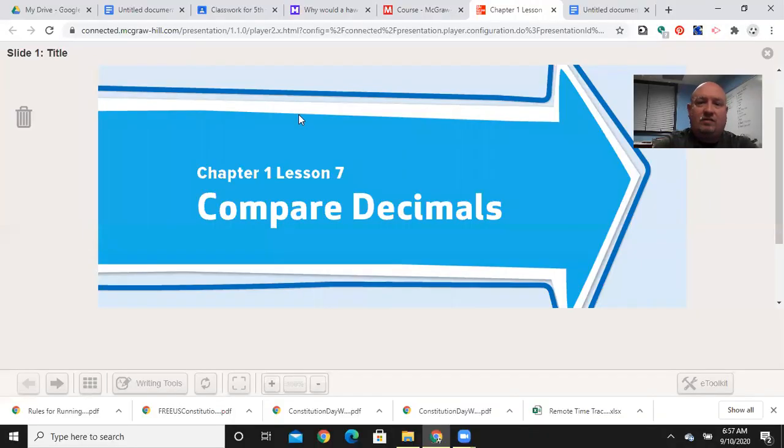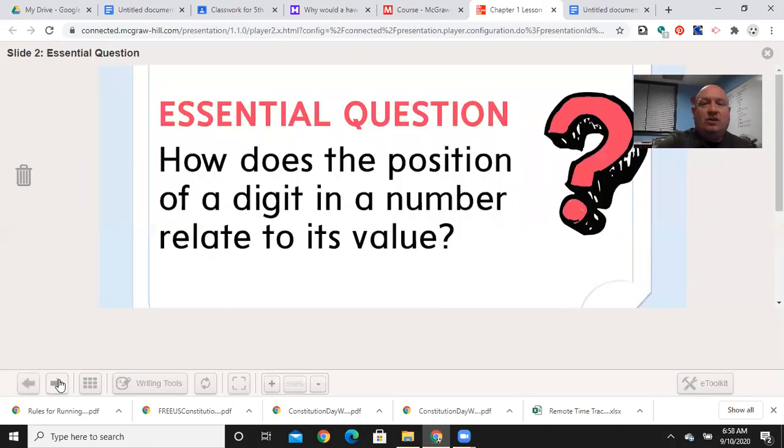Chapter 1, Lesson 7, Compare Decimals. This topic will eventually begin on page 49 in your My Math Volume 1 Student Edition. The packet is labeled Lesson 7, Compare Decimals. The essential question in Chapter 1 remains: how does the position of a digit in a number relate to its value?